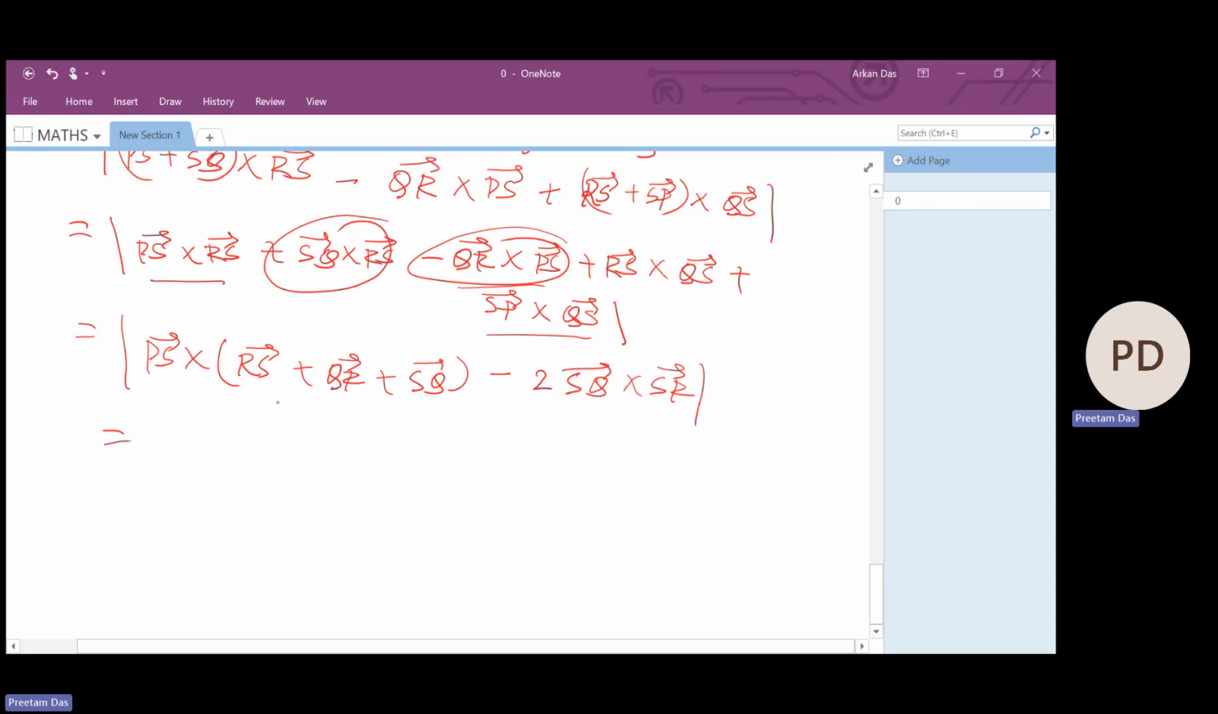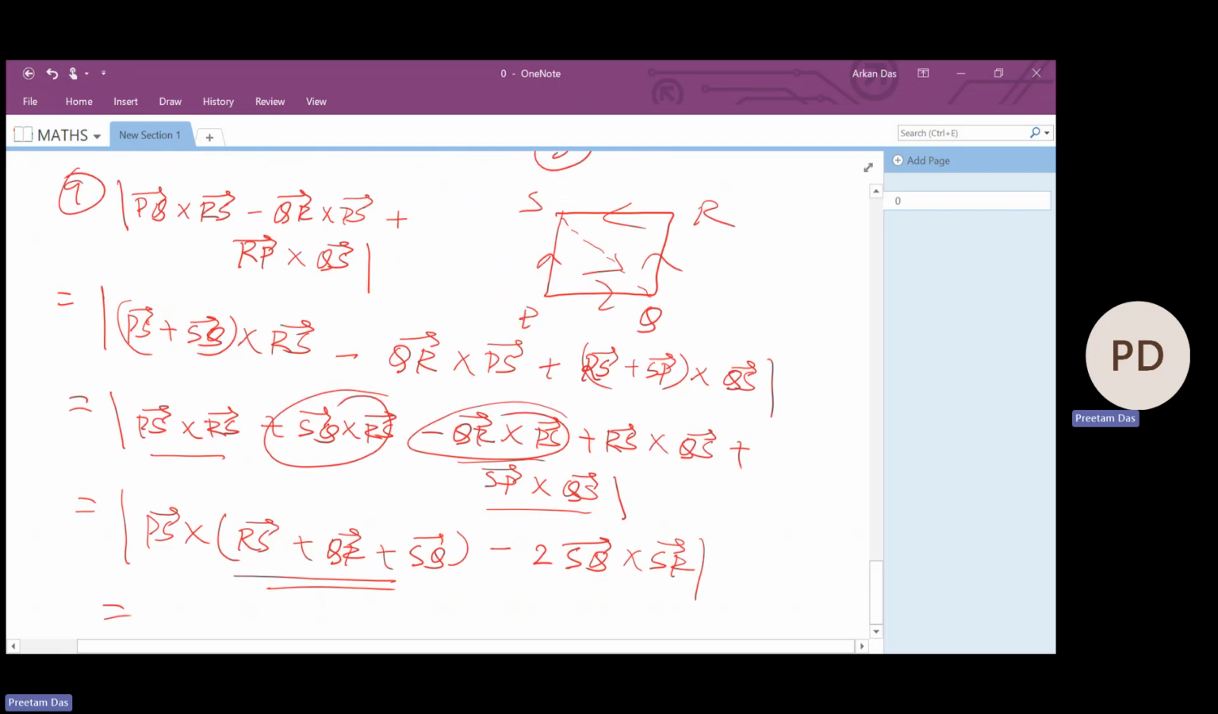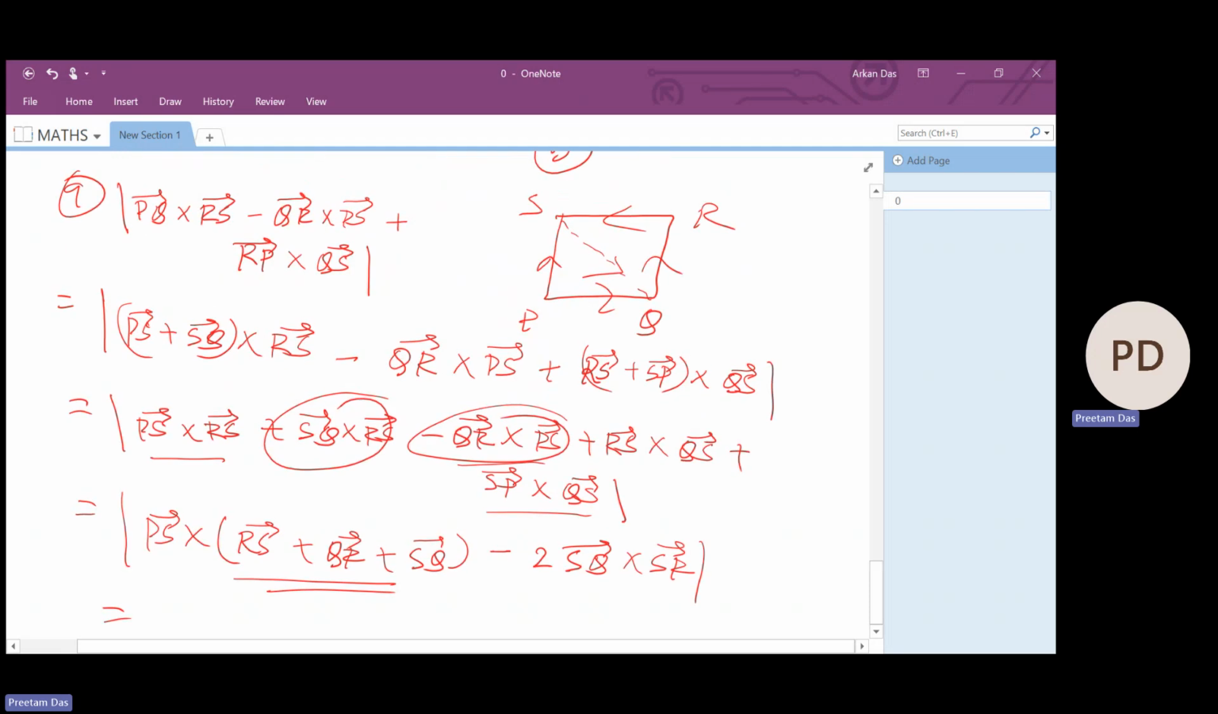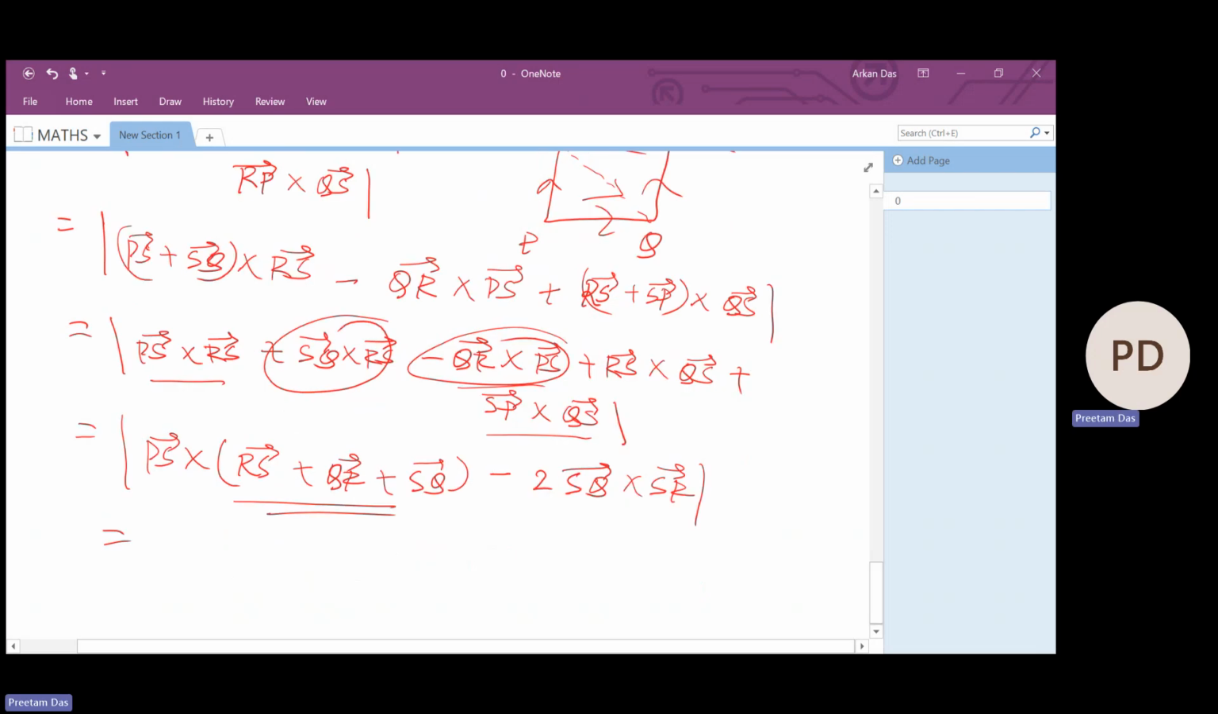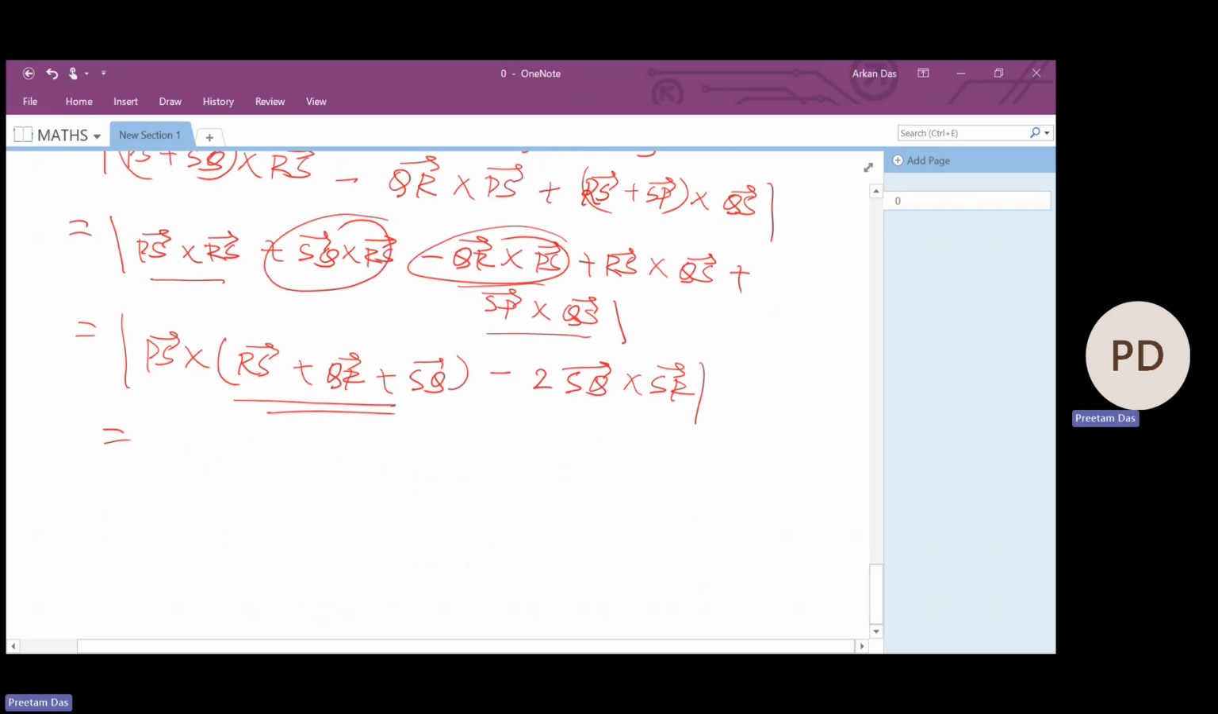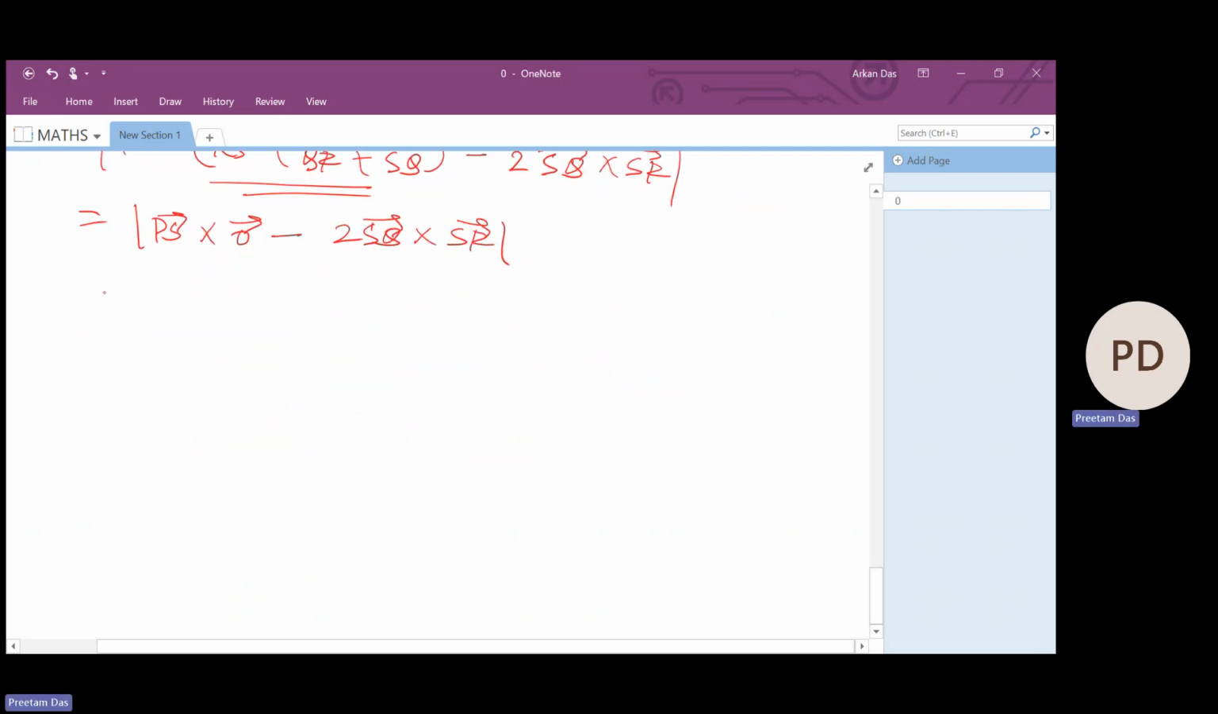Okay. Now what will be the addition of these three vectors? If you see the diagram, these three vectors are nothing but the three sides of the triangle QRS. So always addition of three vectors that form a triangle according to the triangle law will be 0. So PS cross 0 and then minus 2 times SQ cross SR. So this simplifies to, now we can write it as 4 times of half SQ cross SR.